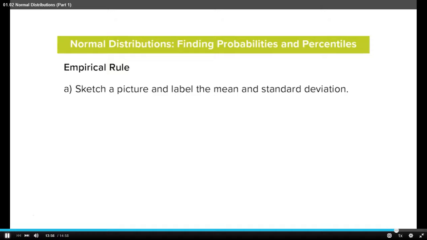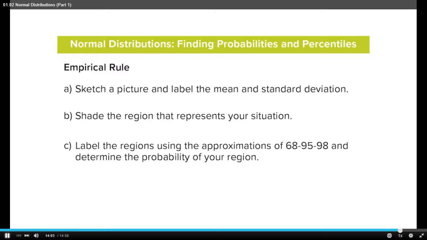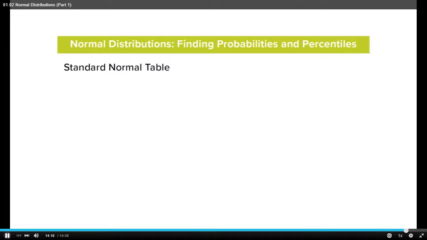In your notes, please be sure to write down each of the steps involved in finding probabilities and percentiles, both by the empirical rule method and by using z-scores and a standard normal table. For the empirical rule method, sketch a picture and label the mean and the standard deviation. Shade the region that represents your situation. Then label the regions using the approximations of 68, 95, 98, and determine the probability of your region by adding up the percentages.